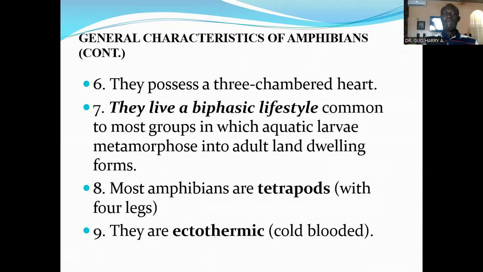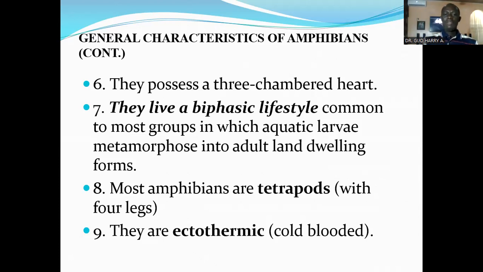They live a biphasic lifestyle common to most groups, in which aquatic larvae metamorphose into adult land-dwelling forms. They live a biphasic life. The larval stage lives in water, while the adults are land dwellers, or they live both on land and in water. Most amphibians are tetrapods. That is, they have four legs, a pair of forelimbs and a pair of hind limbs. Though there are some that are exceptions to this.